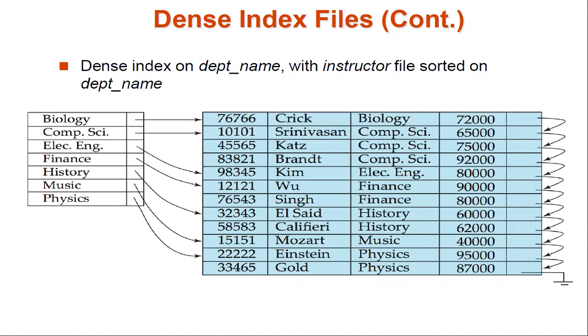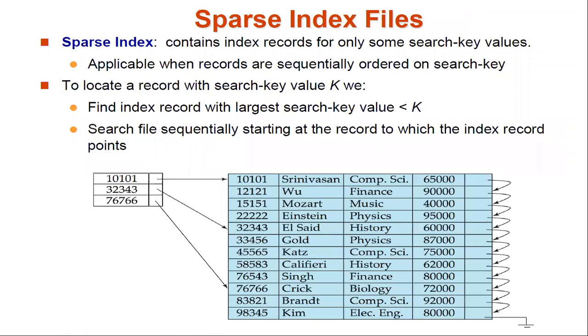And the sparse index file is somewhat relaxed compared to the dense index file. Here there is no need for each and every search key to be there for each and every corresponding record present in the sequential file. So in the sparse index, the index file size will be somewhat smaller compared to the dense index.